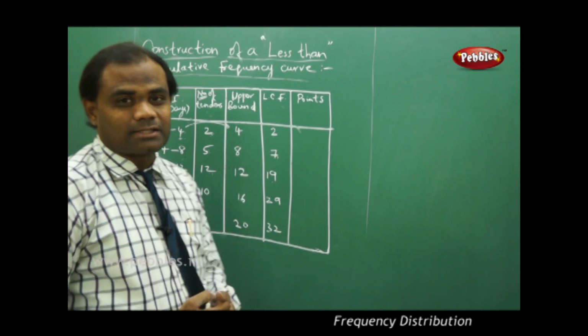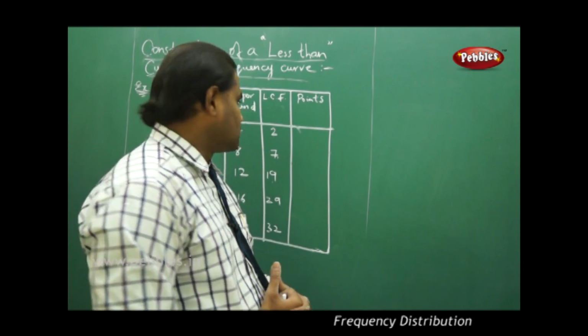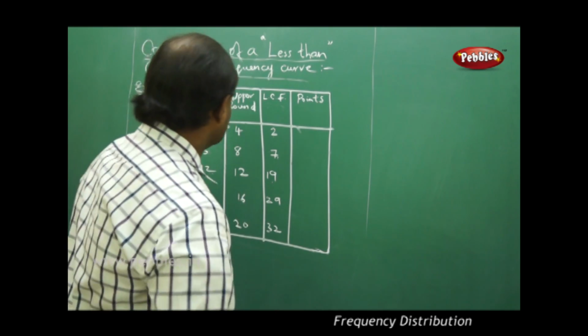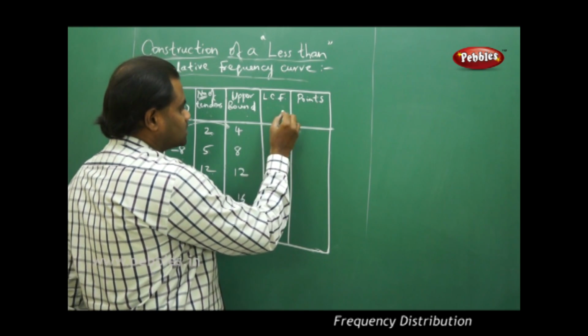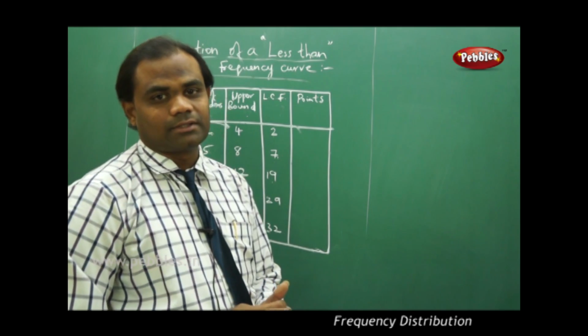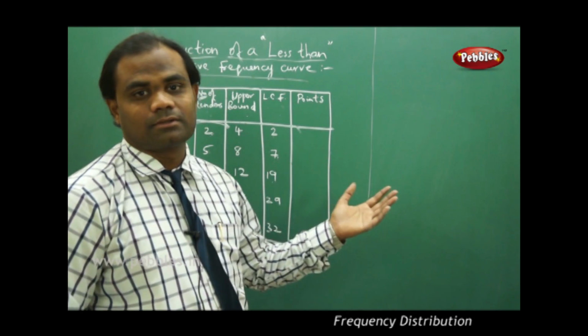So once I obtain the less than cumulative frequency, then comes the question of how I plot the points. So where do I plot the points? Here the upper bound and the less than cumulative frequency are taken as the x and y coordinates in plotting the points.